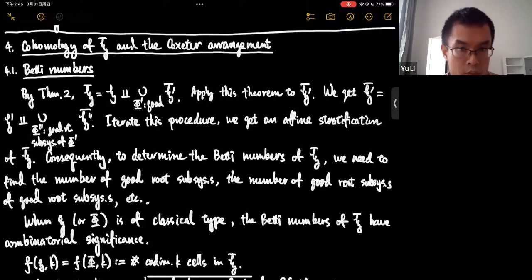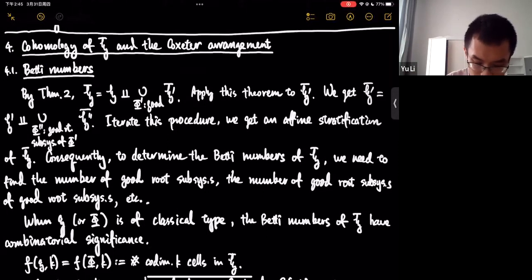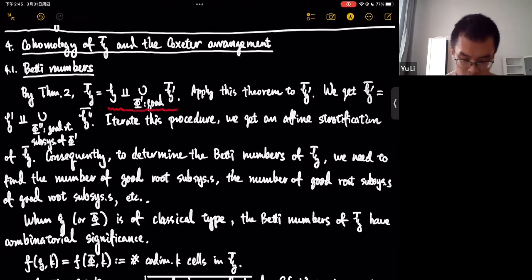Then we move on to the final section, computing Betti numbers. Okay, so by theorem 2, I can decompose my H bar as H disjoint union of the boundary components, where the boundary components are H prime bar. And then I can further decompose each of the boundary components H prime bar using theorem 2 again, right? So each H prime bar can be decomposed into H prime union some H double prime bar. And then each of the H double prime bars can be further decomposed again by using theorem 2.